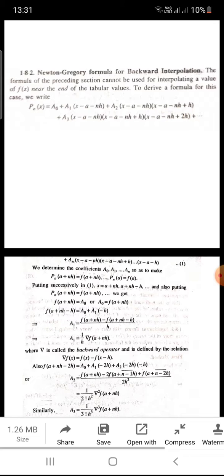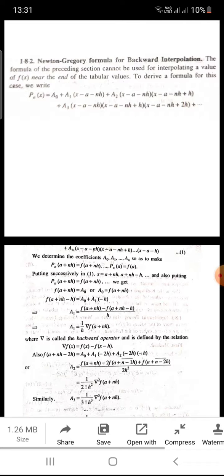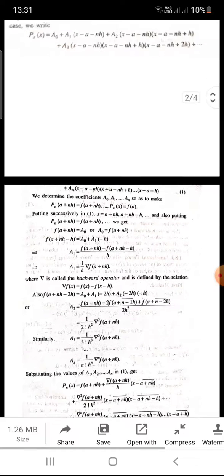Now we determine the coefficients a0, a1, a2 up till an so as to make Pn(a plus nh) equal to f(a plus nh), and Pn(a) equal to f(a). Now putting in x equal to a plus nh, a plus nh minus h and so on, and also putting Pn(a plus nh) equal to f(a plus nh), we get a0 is equal to f(a plus nh).